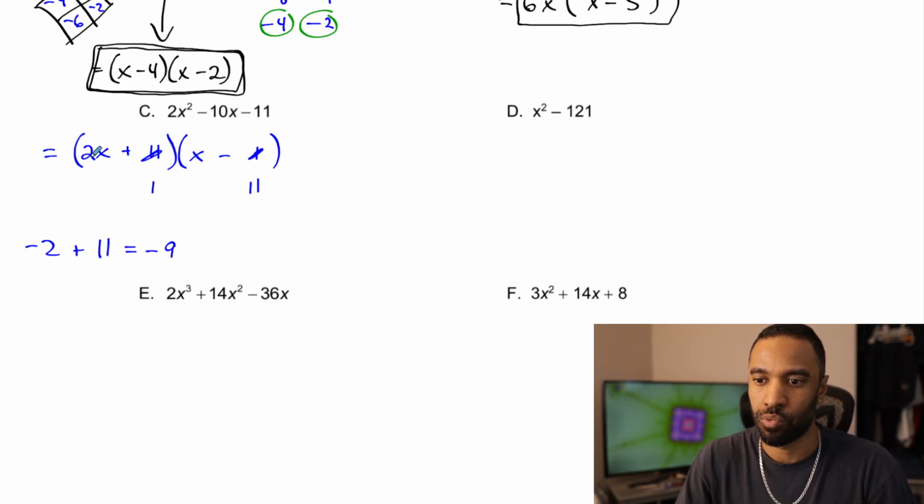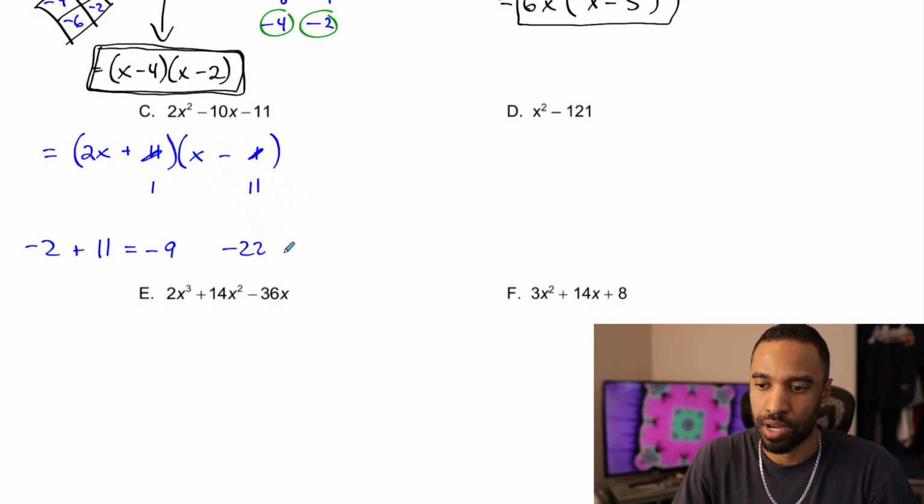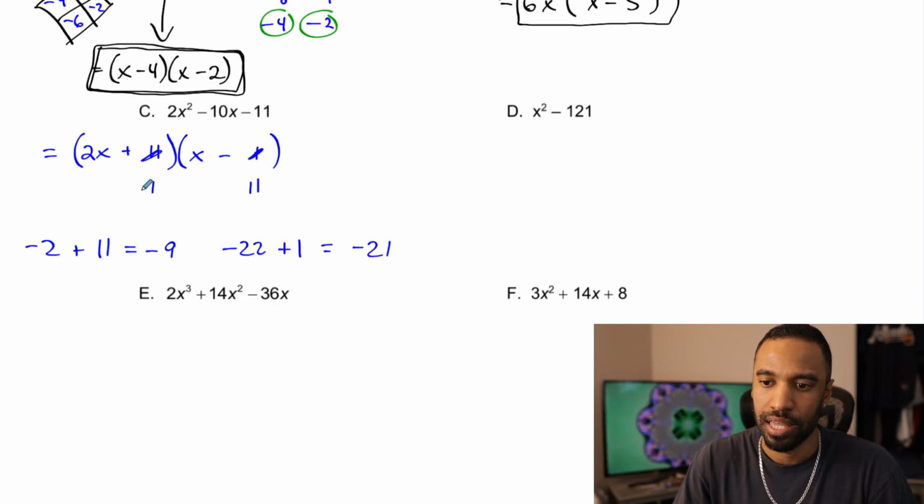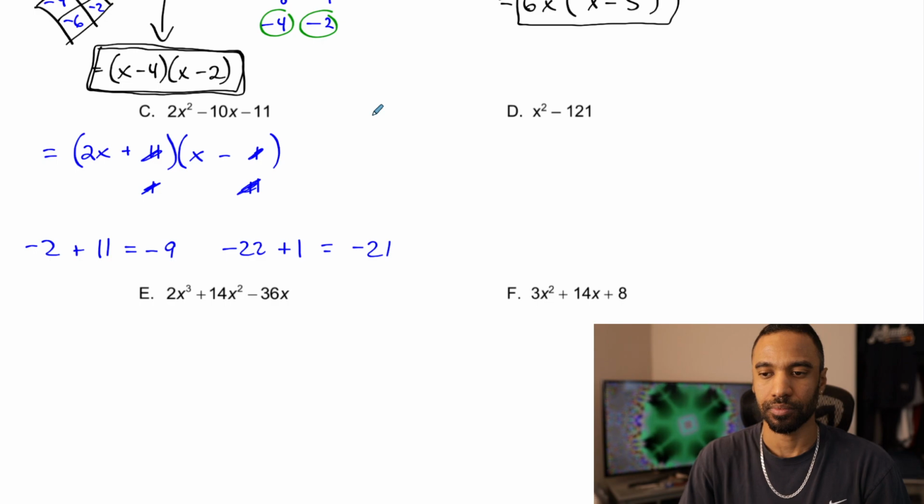So now let's try 11 and 1. 2 times negative 1 is negative 22, and 1 times 1 is 1. Negative 22 plus 1 is negative 21. That one didn't seem to work either.